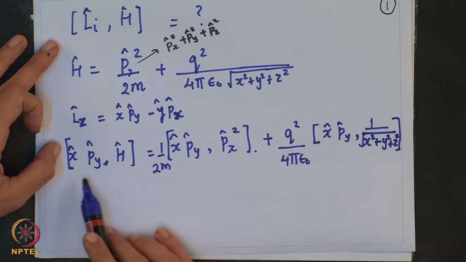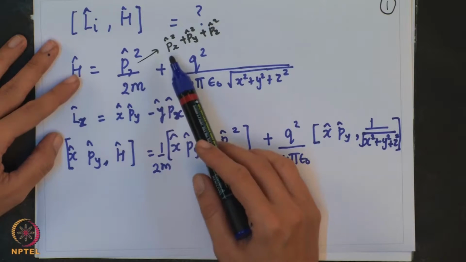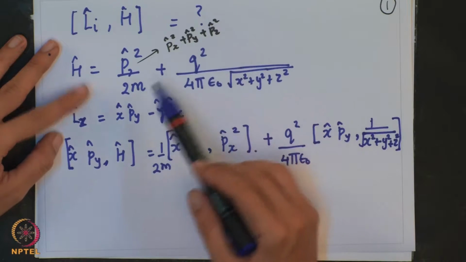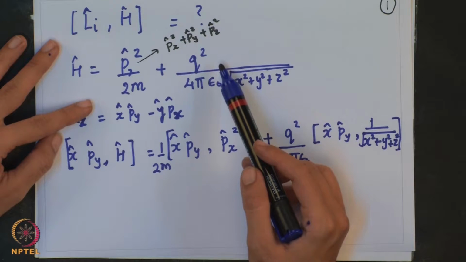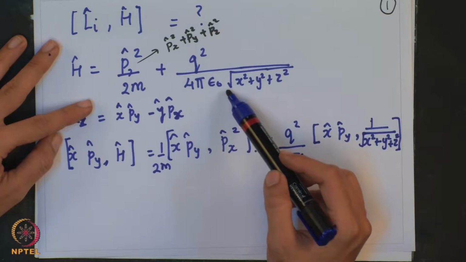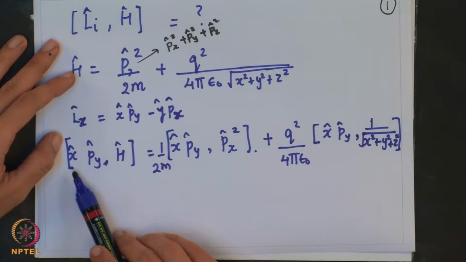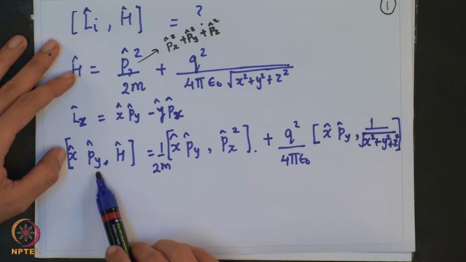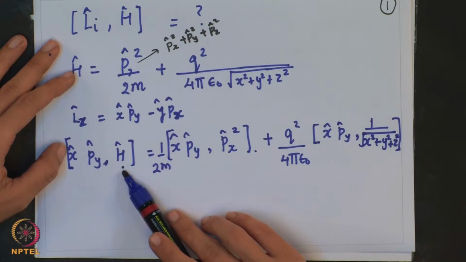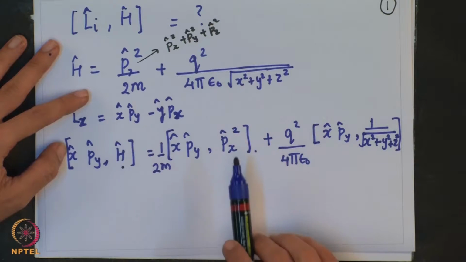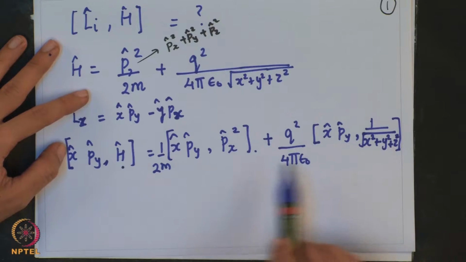Here we have the first term, which consists of px square plus py square plus pz square upon 2m. The second term is the Coulomb potential term, which is q square upon 4 pi epsilon naught square root of x square plus y square plus z square. And we are finding the commutator of x cap and py cap with the Hamiltonian operator. In the Hamiltonian operator we have two terms, so correspondingly we will have two separate terms of the commutator.